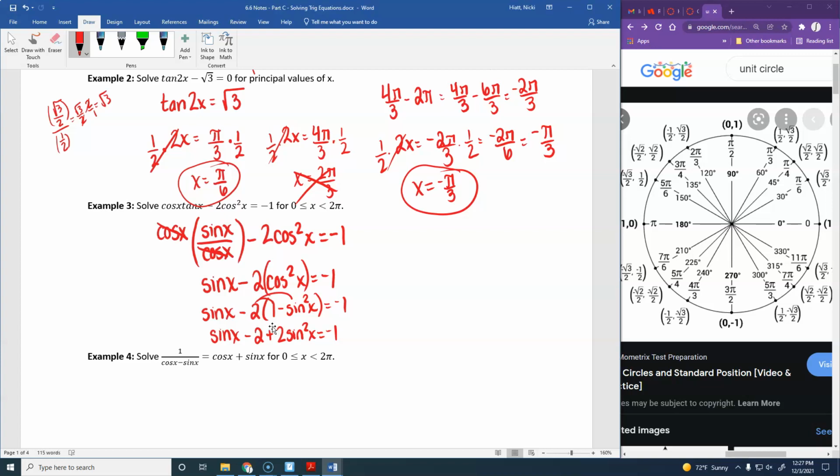Now, I've got a sine squared and a sine. So this is like having a quadratic. It's something with an x squared, right? Except instead of an x, we have a sine squared. So this is something that we're going to have to factor more than likely. So we want to move everything to one side. So I would add this 1 over here. And we are going to get 2 sine squared x plus sine x minus 1 equals 0. So when you see that you've got a sine squared and a sine, or maybe a cosine squared and a cosine, move everything to one side and see if you can factor it.